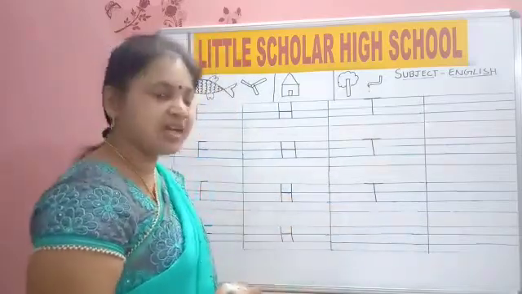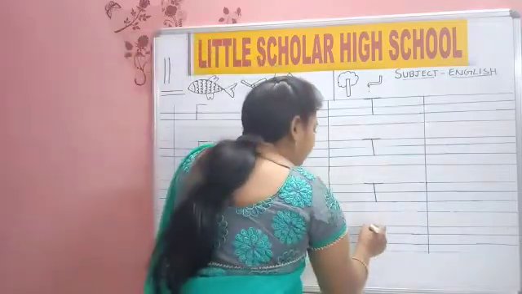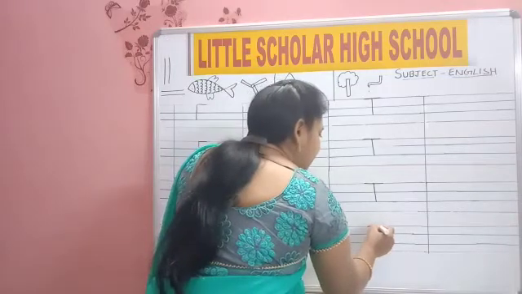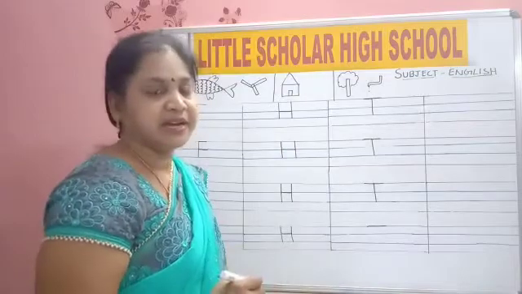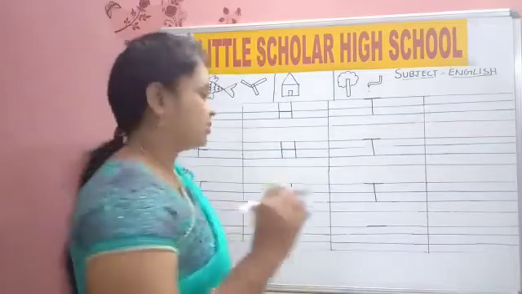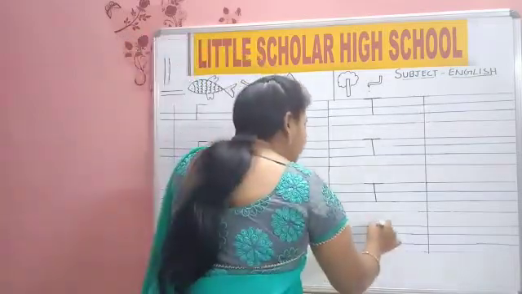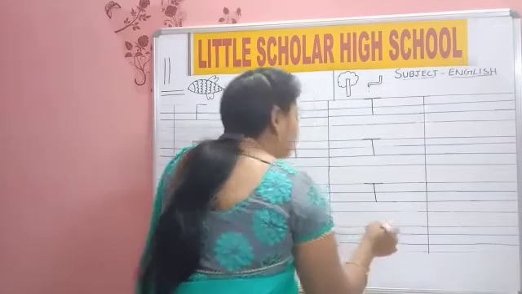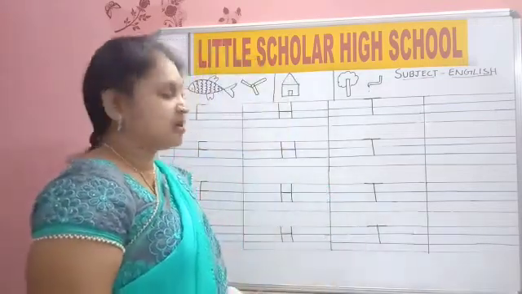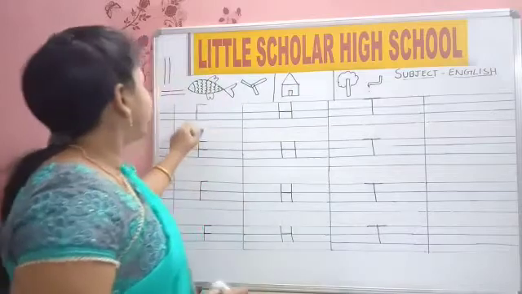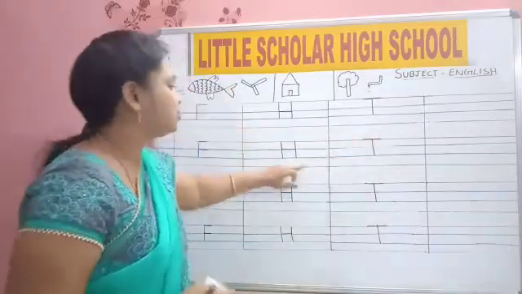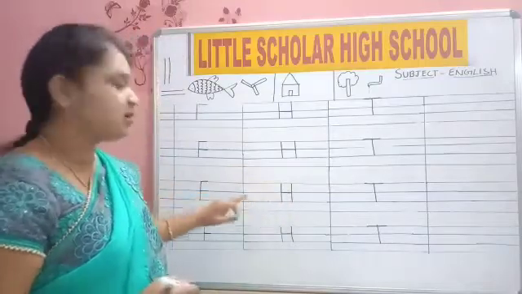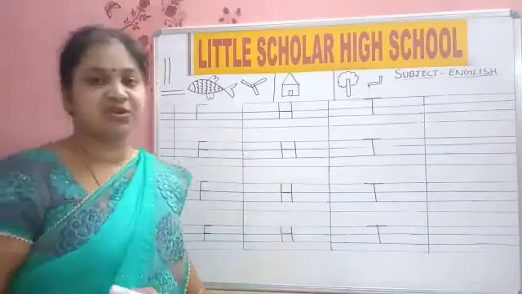Once again shall we write? Yes. Red line, one sleeping line on the red line and one standing line till second blue line. We should write, see here nowhere we used this fourth line. Yes children? We did not use fourth line here. We will use only 3 lines for all these letters.